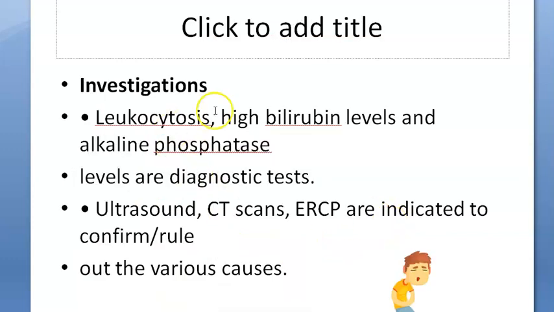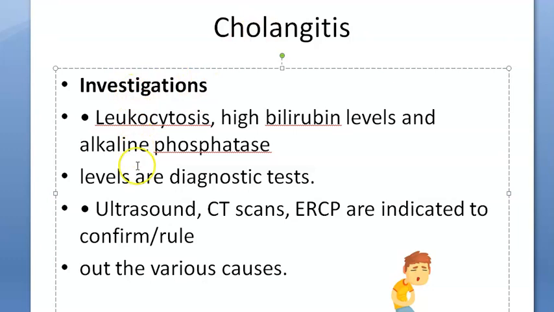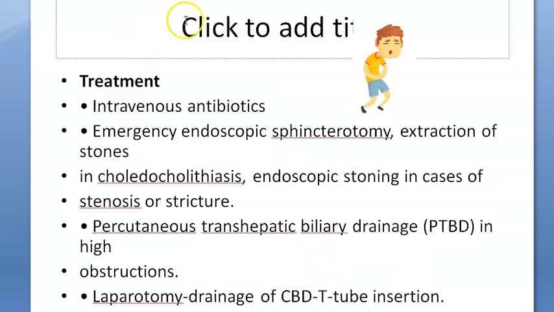Now, where are we? Let's come back. What investigations will you order for these people? Simply send for infection, leukocytosis, obviously. Bilirubin, obviously jaundice. Alkaline phosphatase will be more. Remember, in cholangitis also alkaline phosphatase is more. Then these are all standard blood tests, no problem. Then we'll do ultrasound, CT, ERCP. That's it. Standard things you'll write.